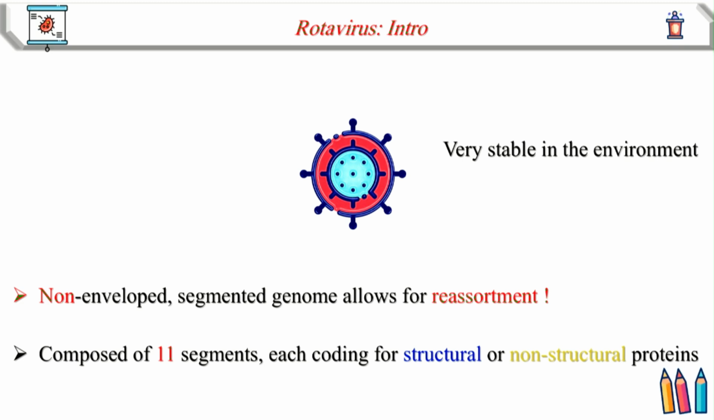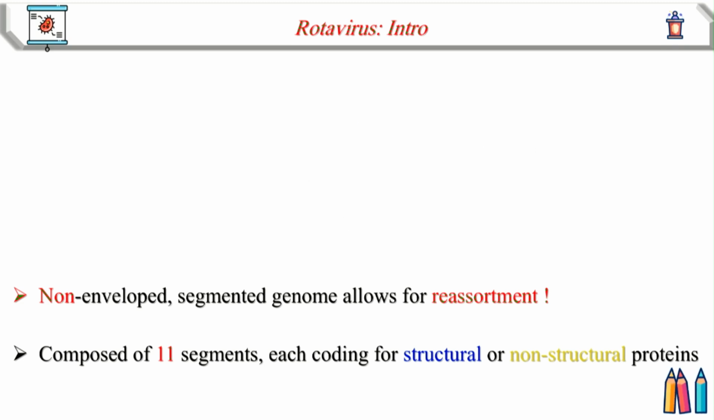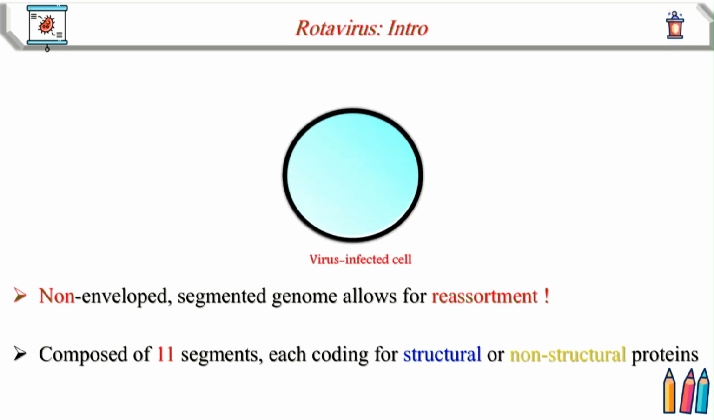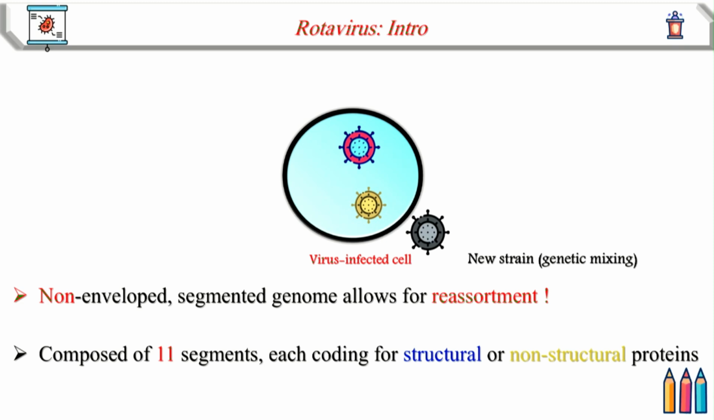And it has to be noted that segmented viruses allow for reassortment. As we know, this virus has a segmented genome. And there is an important phenomenon which is called reassortment. So in this animation, as we can see, this is a virus-infected cell. When two different strains of the same virus co-infect the same cell, during viral replication, the RNA segments are mispackaged and lead to the emergence of a new strain that is totally different from the original ones. This is called reassortment. What happens is a form of genetic mixing.